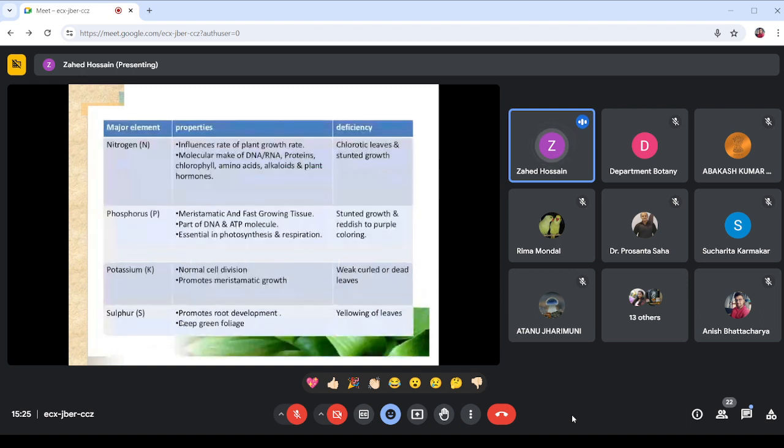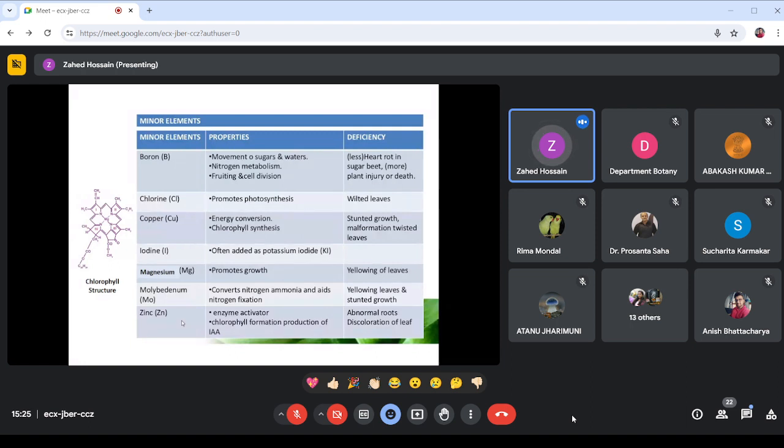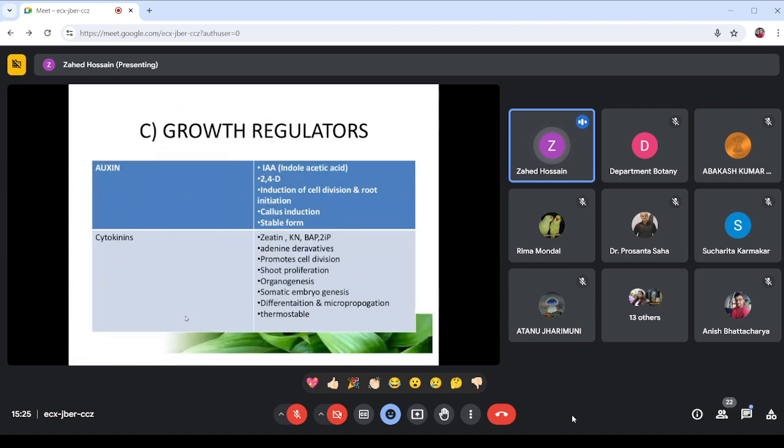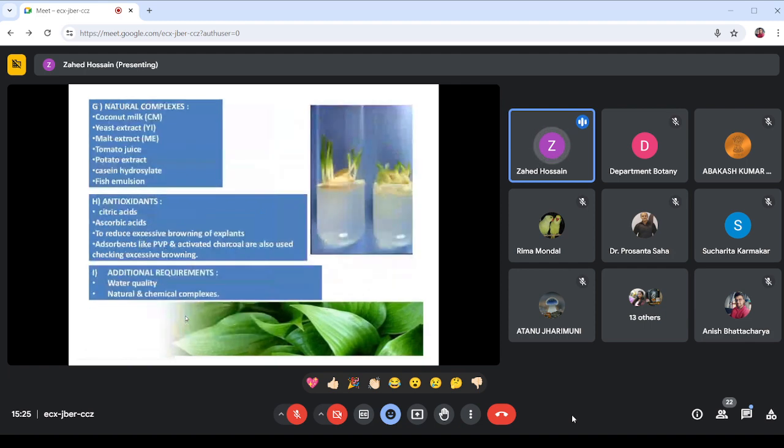For example, in the case of magnesium, here I have shown this one. You know magnesium is in the center of the chlorophyll. So if there is a deficiency of magnesium in your nutrient medium, there might be a chance that your leaf becomes yellow. So each and every element has some role, particularly these minor elements. There are also some organic compounds and some growth regulators. I'm not going into details.